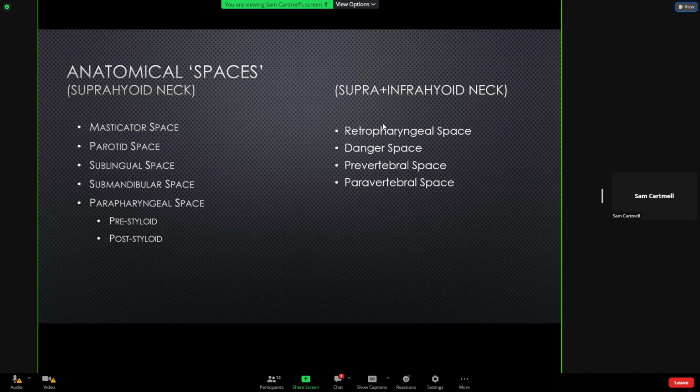Then some spaces that extend through both the suprahyoid and infrahyoid neck are the retropharyngeal space, the danger space, which we hear a lot about, and then the prevertebral and paravertebral spaces. We're really going to focus on these two in our discussion today.